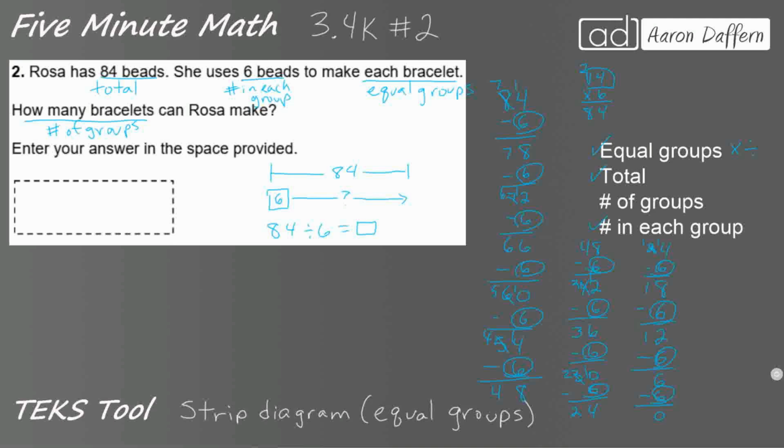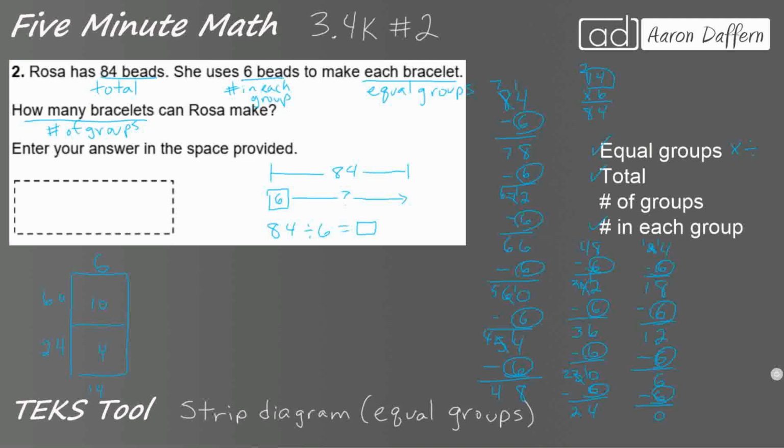We could also do an area model, and we can break that 84 into numbers that work, like let's say 60 and 24. So 6 goes into 60 10 times, 6 goes into 24 4 times. 10 plus 4, that makes 14.